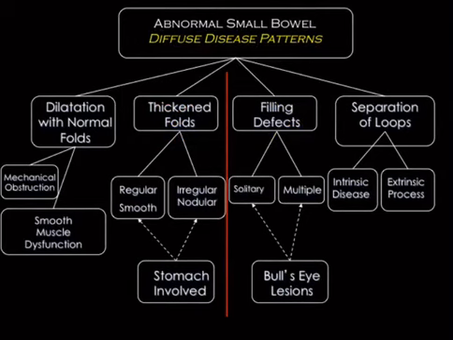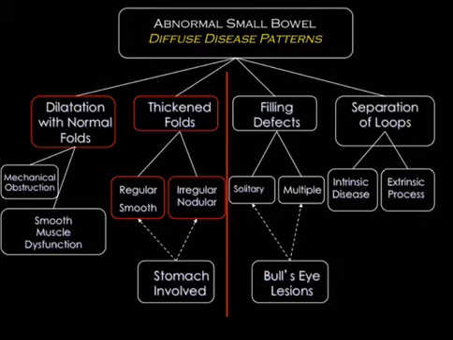So this is the general thought process that I have when I look at a barium case. I like to look at the fold thickness, whether I'm dealing with normal folds, thickened folds, and if I have thickened folds, whether they're irregular or nodular. So that's sort of pattern 1, a fold pattern problem. And then other things that they can show you are filling defects or bowel separation or loop separation.